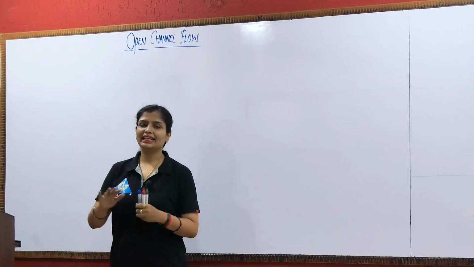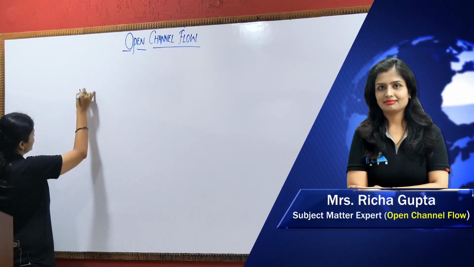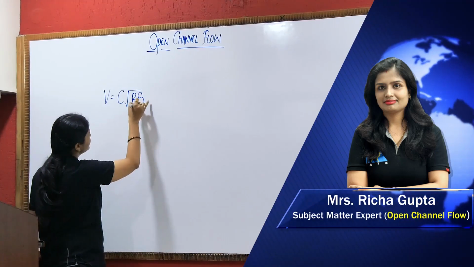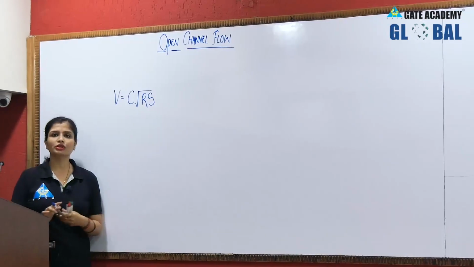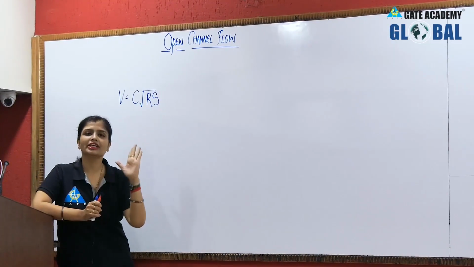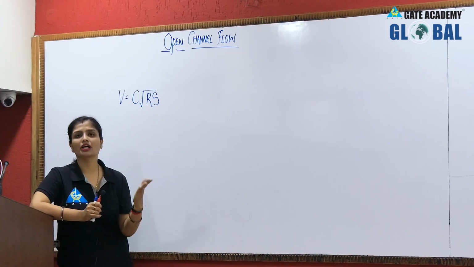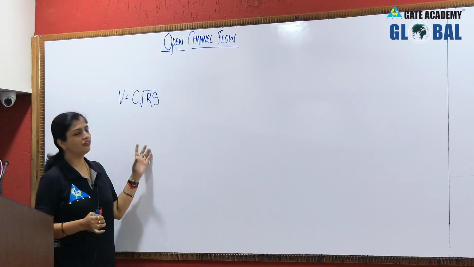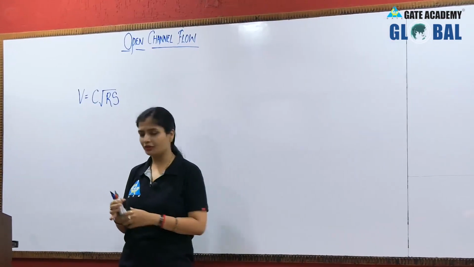So now, in the previous lecture, we have studied velocity V is equal to C root over RS, where I told you that C is Chezy's coefficient. Now, I asked you that if this value of C is not given to you, then how can you calculate or compute the value?